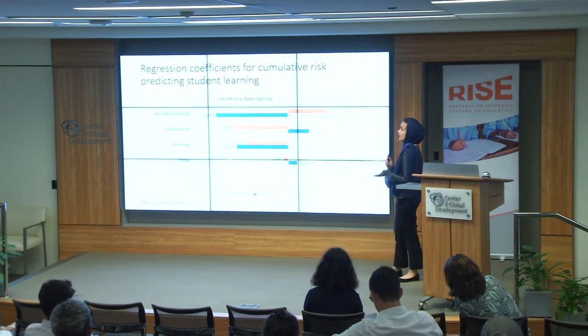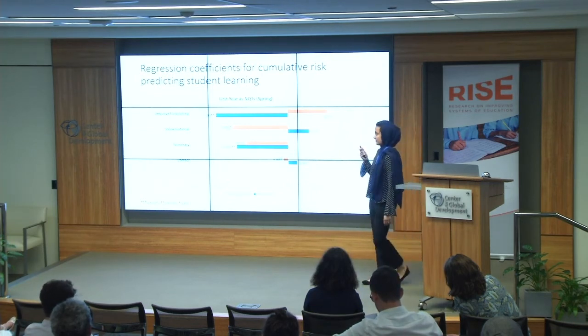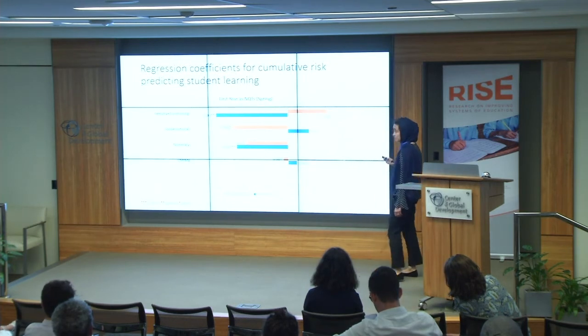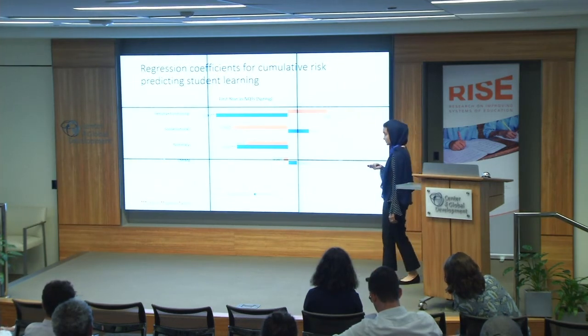So there is some relationship between cumulative risk and student learning, although the magnitude of these coefficients isn't particularly high. But we see something. So what can we say? Is cumulative risk predicting student learning or not?